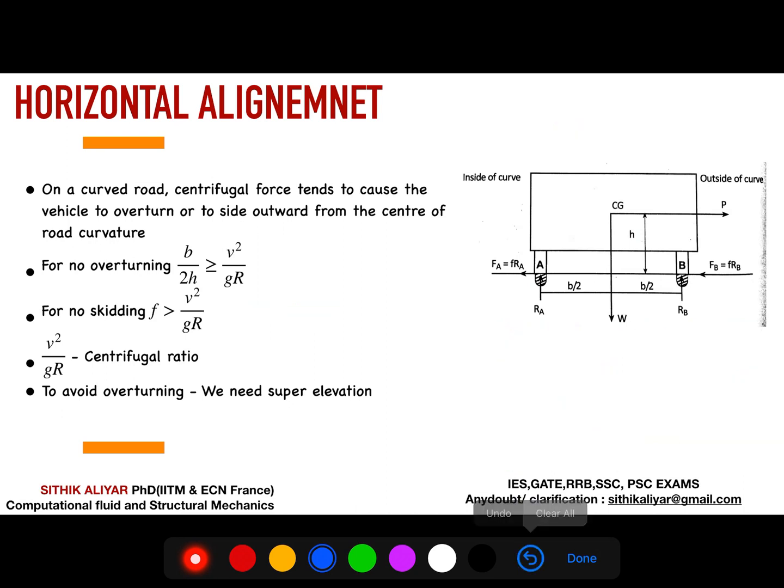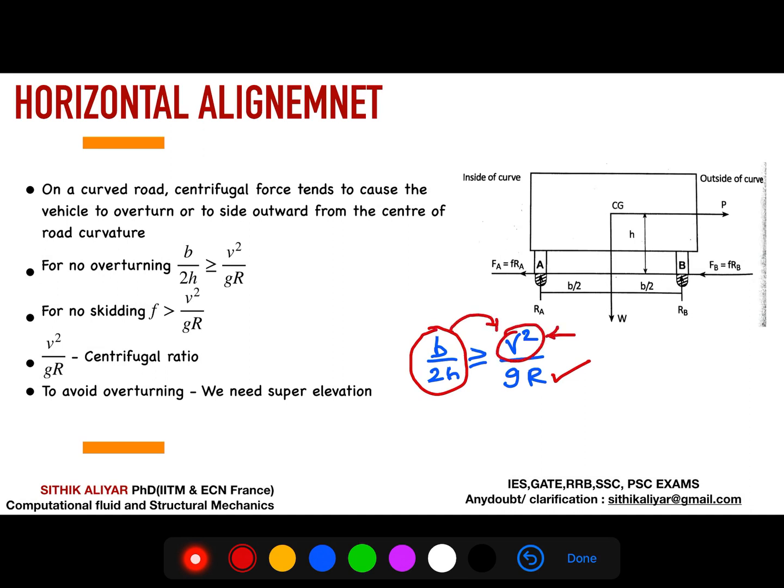But we cannot expect all the time to have B by 2h in that ratio, because V and g are not in our hand, right? R can be in our hand. We cannot ask this type of vehicle to always travel at this speed. The speed is a variable quantity. B is fixed, h is fixed, and R is also fixed. So we cannot ask all the vehicles to fall in that ratio. Friction can be provided, no issues, but to avoid overturning we cannot always ask the vehicle to come in that dimension.